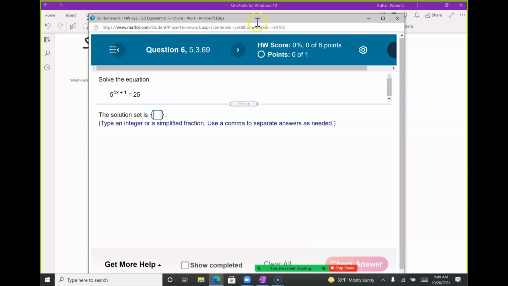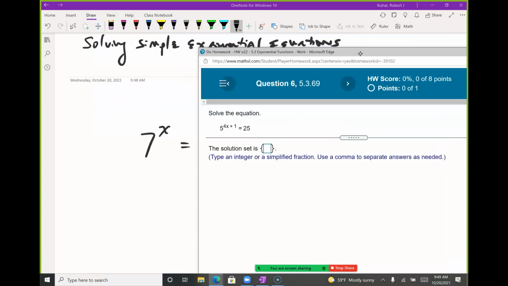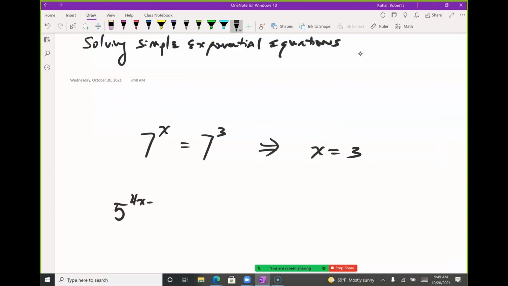Here's one that's a little bit more difficult. 5 to the 4x plus 1 equals 25. Are these functions the same base? No. So what is the base on the left? 5. Good. What's the base on the right? 25. Almost. 5. Yeah, it's 5.